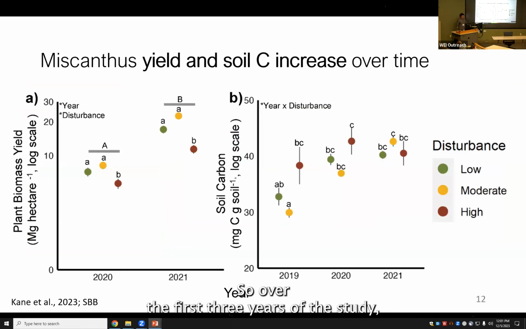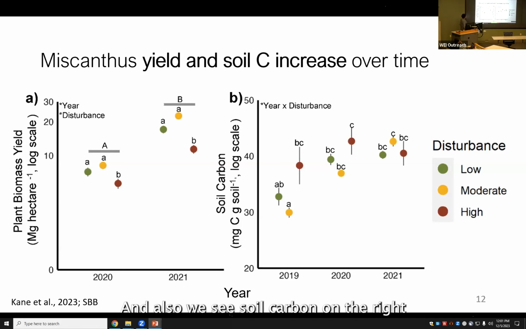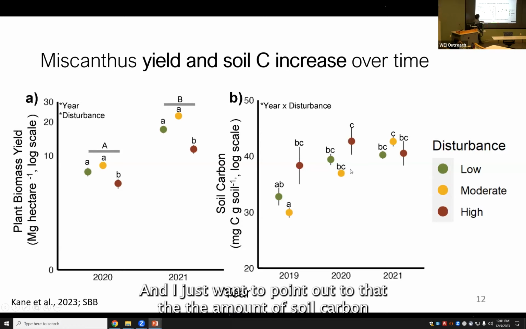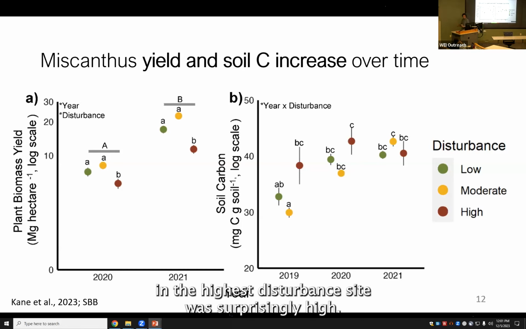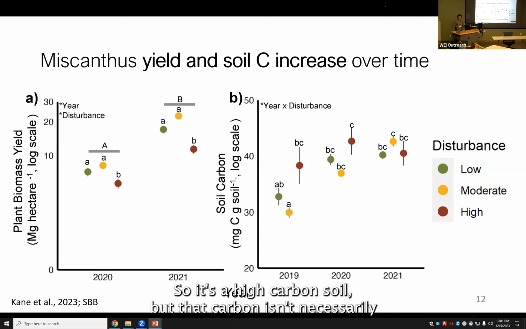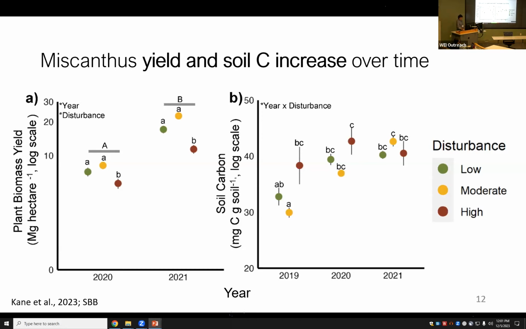So over the first 3 years of the study, the plant biomass increased the least in the highest disturbance site, which is not surprising. And also we see soil carbon on the right that increased over the years, but not as much as we expected, except for in the moderate disturbance site. And I just want to point out too, the amount of soil carbon in the highest disturbance site was surprisingly high. What we think is going on here is it's reflective of the coal that's in the soil. So it's a high carbon soil, but that carbon isn't necessarily usable by organisms that need carbon at the rate at which they need it.